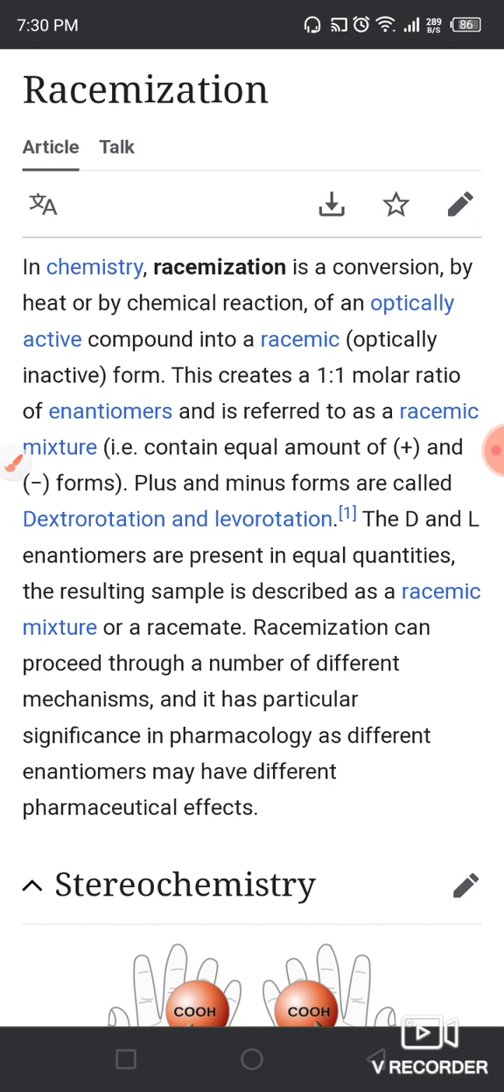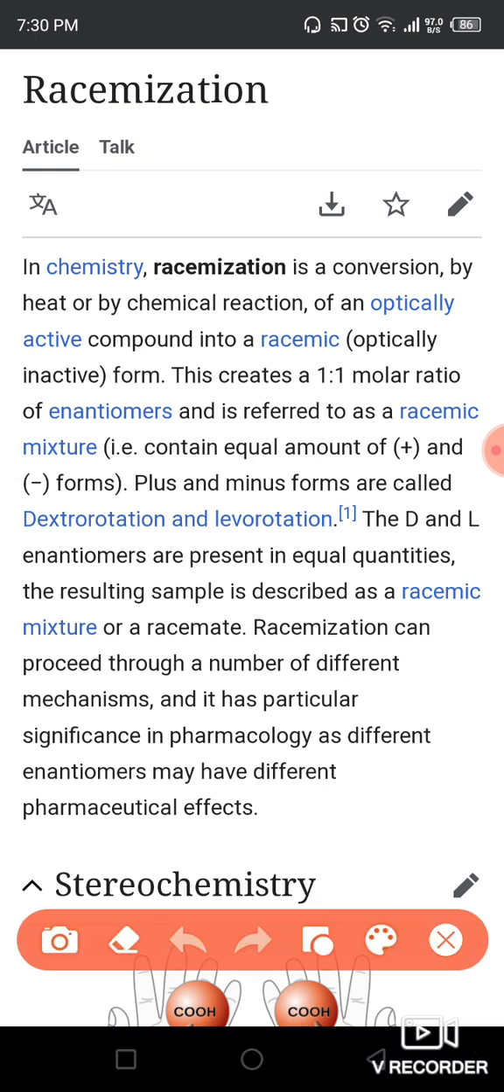So first, you have to discuss what is racemization. Racemization is a process by which you convert optically active compounds into a racemic mixture, and this racemic mixture is composed of equal amounts of D and L isomers. D and L isomers mean dextrorotatory and levorotatory compounds. In racemization, you are using heat or some kind of chemical reagent or light. By these three things, you undergo the process of racemization.